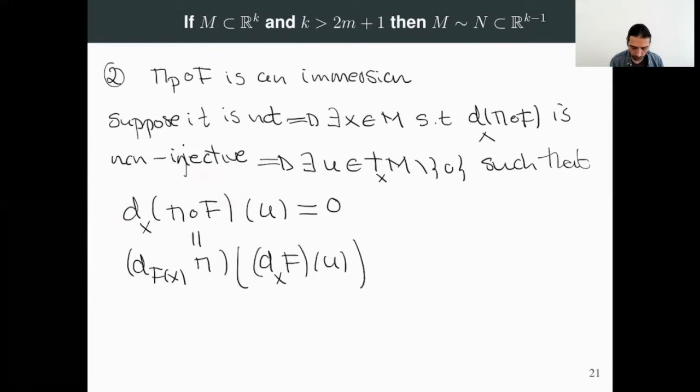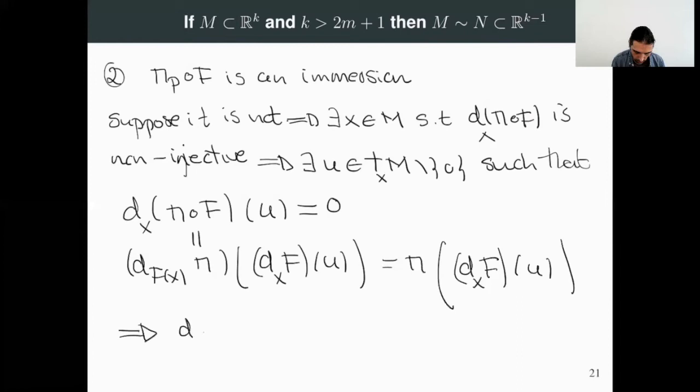right? But pi is a linear map. So the differential of pi is going to be itself. So we get pi applied to this vector, the differential of f at x applied to u. Right. But the kernel of pi is exactly the vector subspace generated by p. Okay? And since f is an immersion and u is different than the zero vector, then this is not the zero vector. And so in particular, t is different than zero.